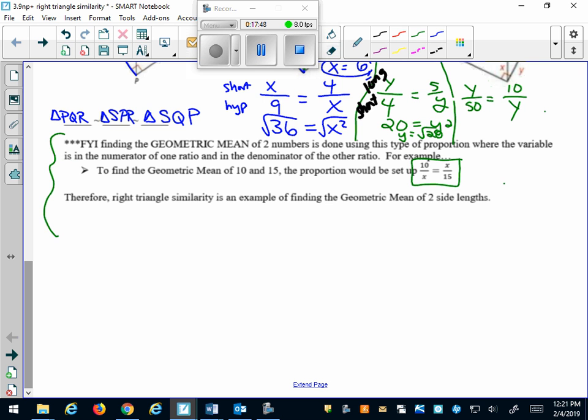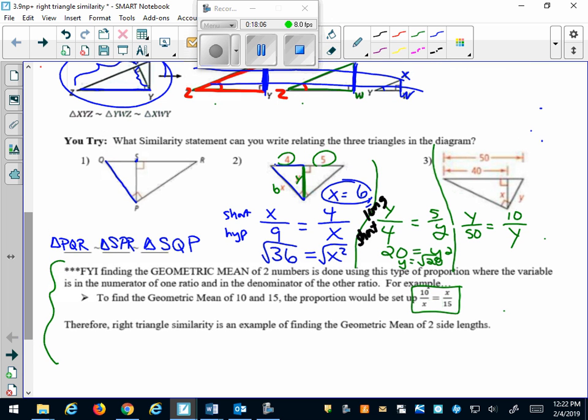The geometric mean being the x. X on the top, x on the bottom. If you're finding the geometric mean between 2 numbers, those 2 numbers go in the other 2 spots. You cross multiply, you solve, and that's the geometric mean. So the fact that this happens naturally with our similar right triangles here is related to the geometric mean.